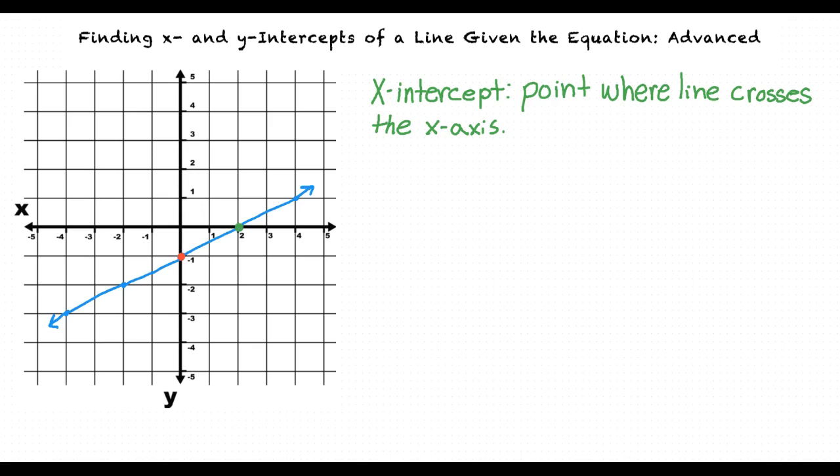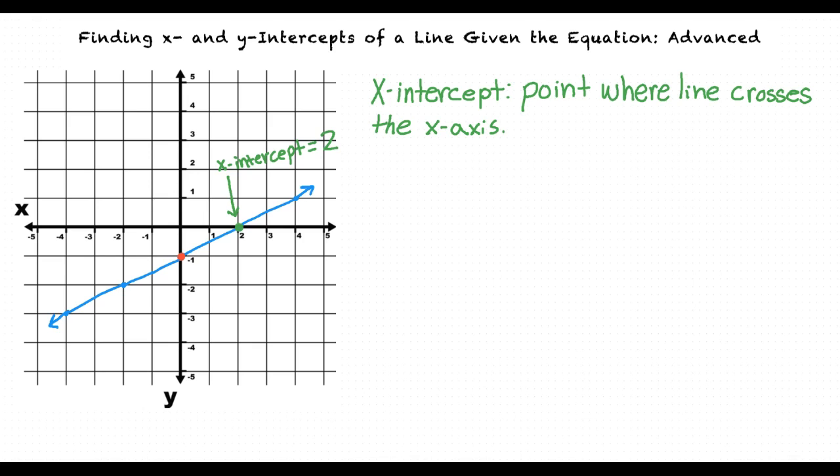The line crosses the x-axis when y equals 0, so the x-intercept occurs on the point on the line with a y value of 0. In this example, the line crosses the x-axis at the point 2, 0, so the x-intercept is 2.